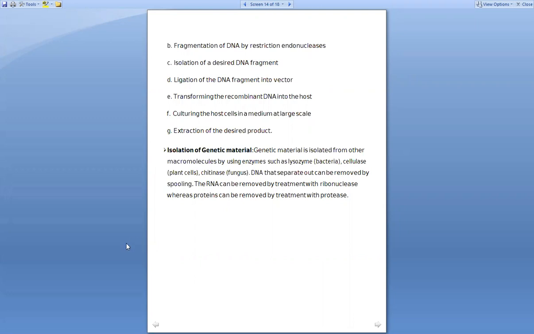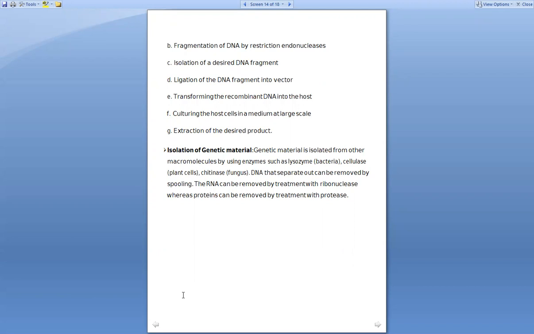So here the RNA can be removed by treating the particular medium with ribonuclease. Through the action of the ribonuclease, it will break down all the RNAs, right? And for this reason, there will be no presence of RNA in the medium. In the same way, the proteins are removed with the treatment with the protease.